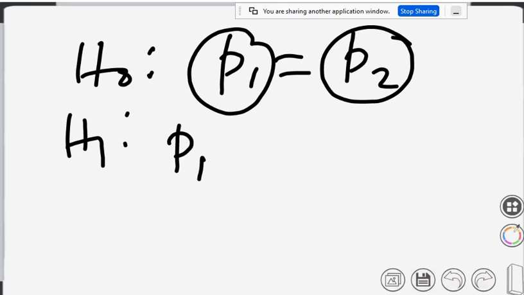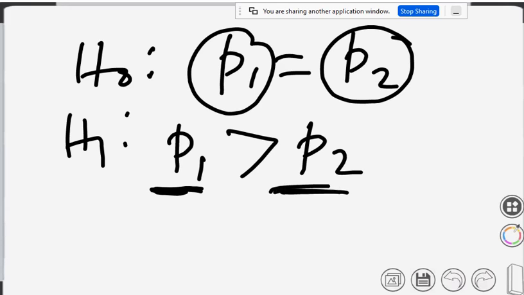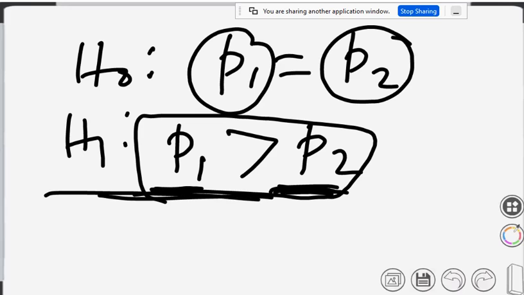তাই নাকি? It will be P1 greater than P2 because P1 টা হচ্ছে before আর P2 টা হচ্ছে after. So if after the increase of excise duty the consumption is decreased, lesser. So it will be P1 is greater than P2. Please read the question carefully. So it will be one tail. It will be right tail test. So for 5%, what is the value? If it's the right tail test, for 5%, what will be the critical value?